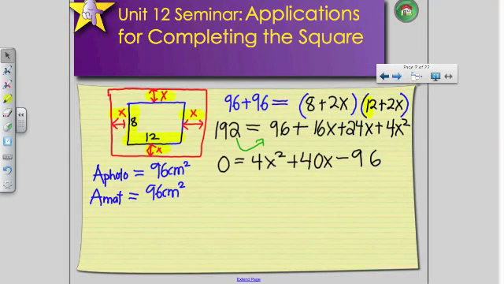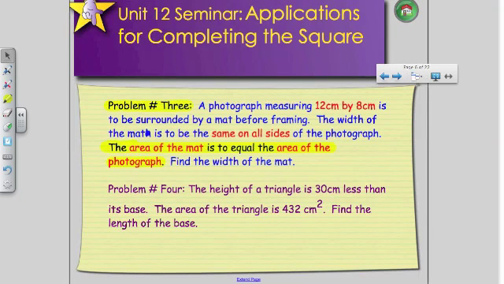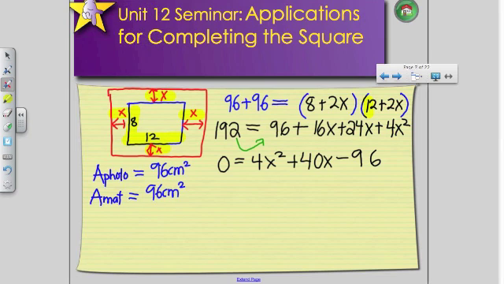I just want to point out something. If we go back to the original problem, the question is asking us to find the width of the mat, nothing to do with maximum or minimum. So now that I have an expression, and in that expression I know that x represents the width of the mat, the dimensions of that mat, I now know that I don't have to complete the square. I simply have to solve for x.